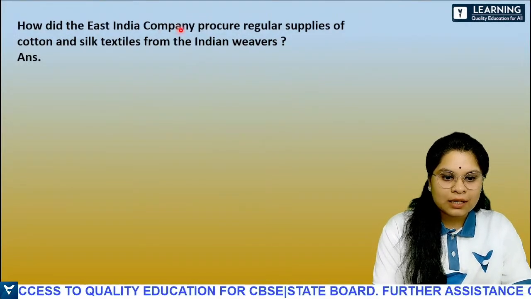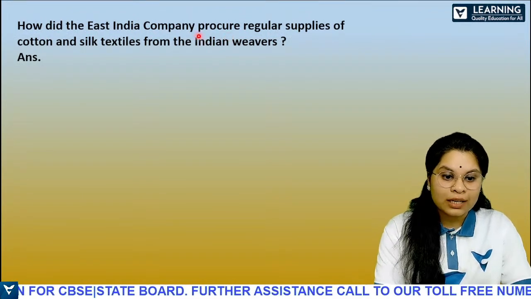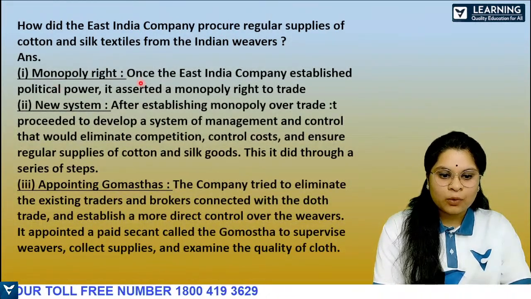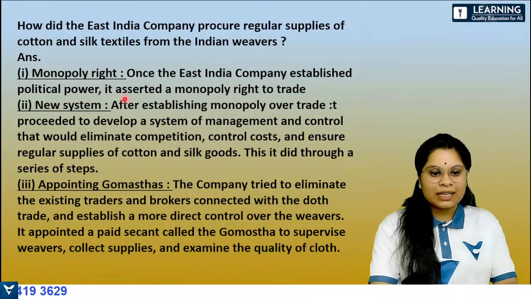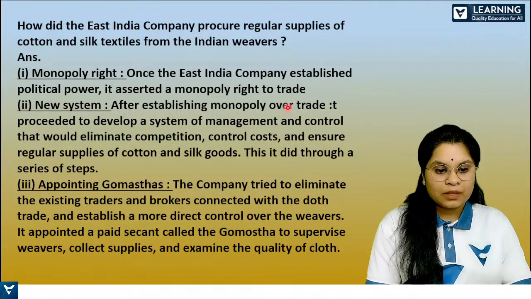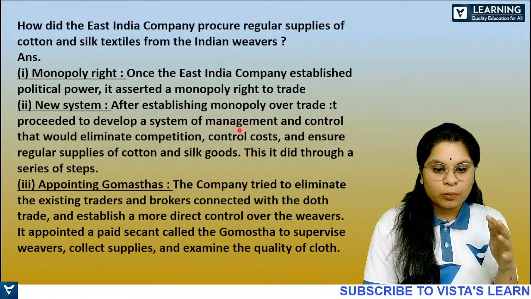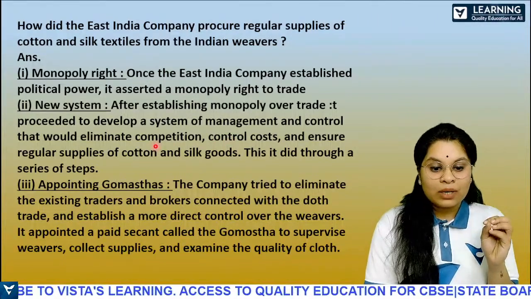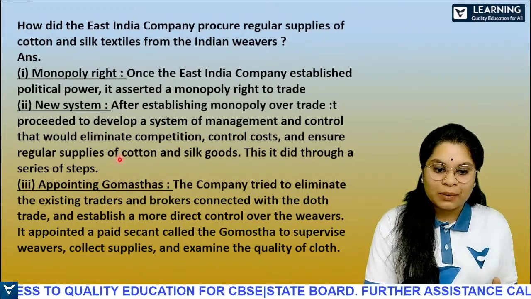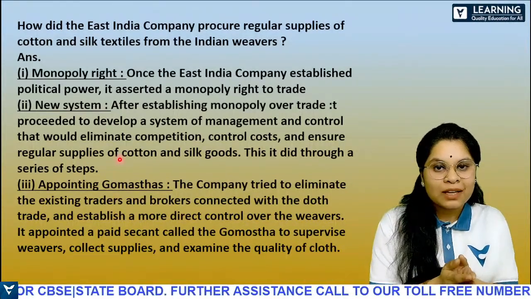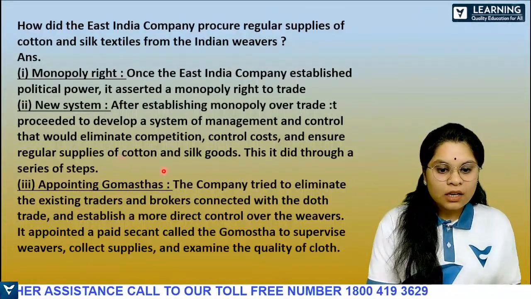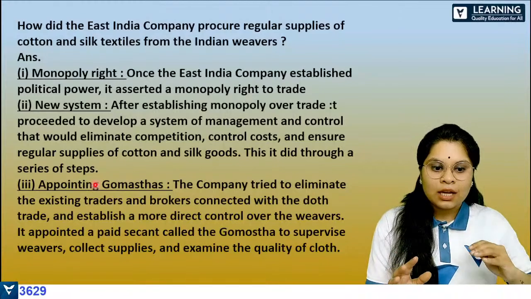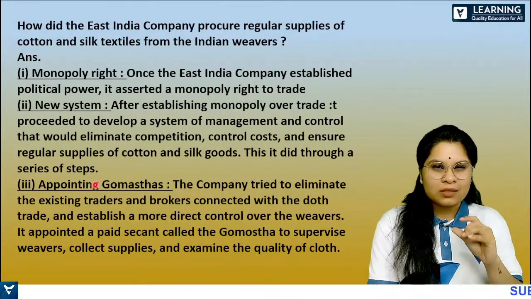Next one. How did the East India Company procure regular supplies of cotton and silk textiles from the Indian weavers? This is the answer. Monopoly: once the East India Company established political power, it asserted a monopoly right to trade. This is one point. Next is a new system. After establishing monopoly over trade, it proceeded to develop a system of management and control that would eliminate competition, control costs, and ensure regular supplies of cotton and silk goods of good quality in India, because that was very, very important for them. It did this through a series of steps. Don't mention all those steps; just writing the answer like this is more than enough. Just point-wise, main points.